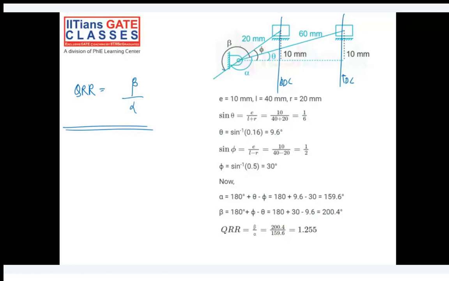Again, sine of phi is equal to 10 divided by 30. So sine inverse of 1 by 2 is 30 degrees. Okay, so you got theta and phi now. How will you calculate alpha?